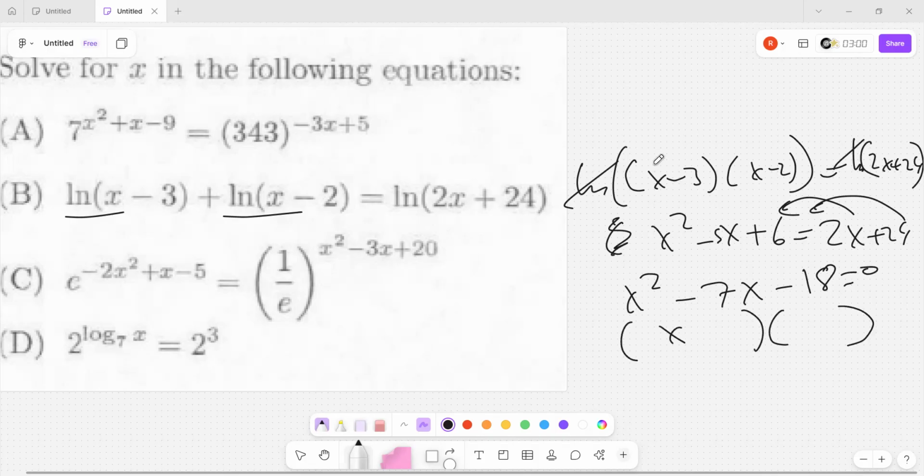And you will ask yourself, what are the two numbers that multiplied together give negative 18, and their sum is negative 7? So it will be negative 9 and 2. So x equals 9, x equals negative 2. And then you will try both of them here, each one, to make sure that both of them work.